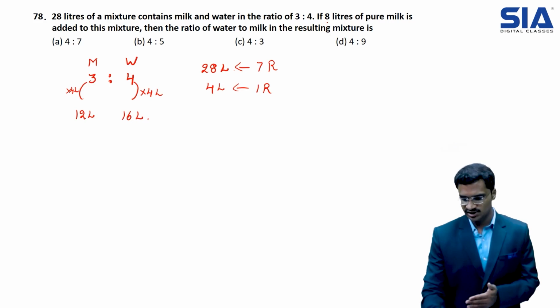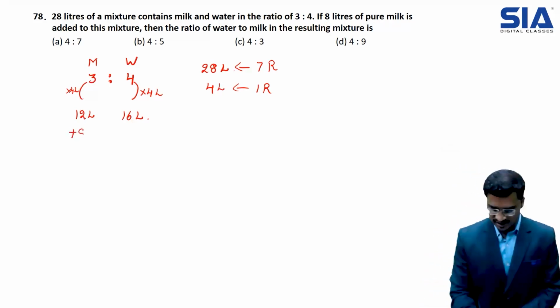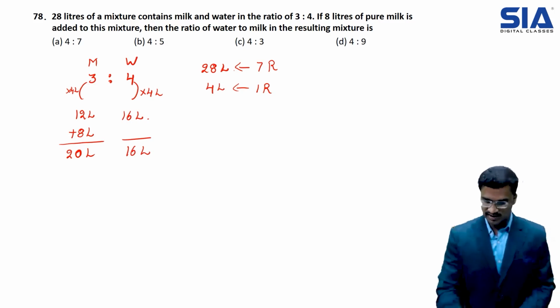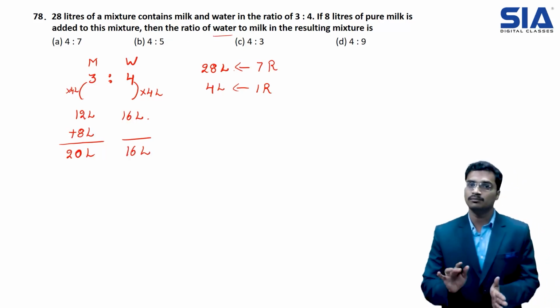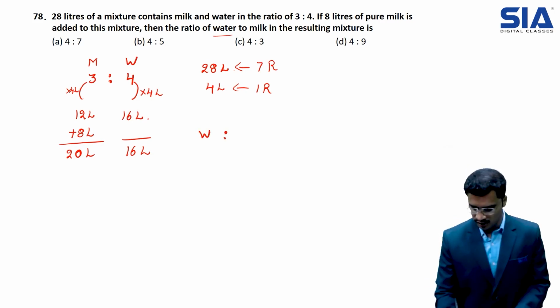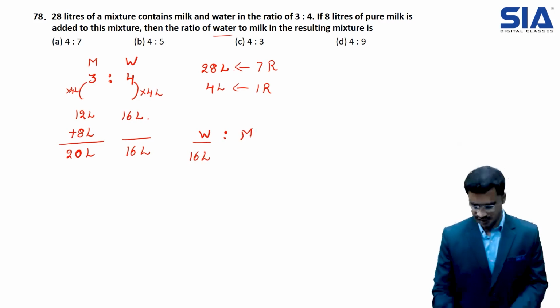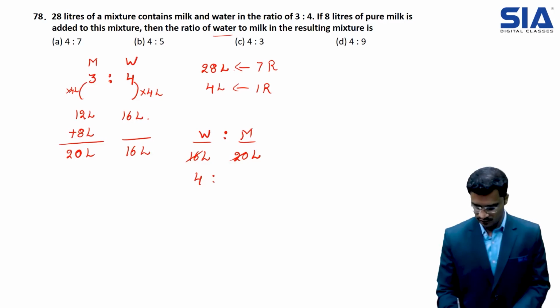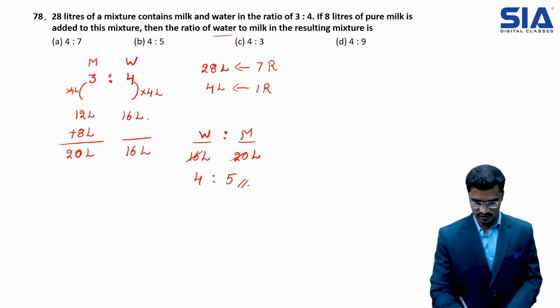Now in this question he is saying that if 8 liters of pure milk is added, so he is adding how many liters of milk? 8 liters of pure milk is added. Then my milk is 20 liters and my water is 16 liters. Then what is the ratio of water to milk? We have to find the ratio of water to milk, not milk to water. So water after the final mixture is 16 liters and milk is 20 liters. So 4 times 4 is 16, 4 times 5 is 20. So the water to milk ratio is 4:5, which is option B.